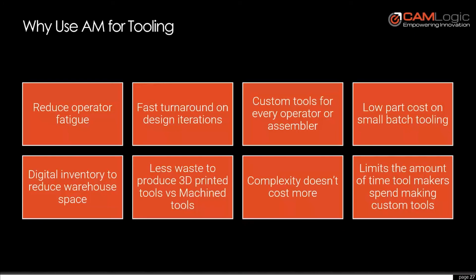The other thing too is the digital inventory reduces warehouse space. Now you might say, hey, we just kind of machine these as we need them. So we just keep a couple blocks sitting on the shelf and we machine 20 or 30 at a time. But think about it, if you didn't have to keep so many blocks of that material on your shelf, that frees up your warehouse space.